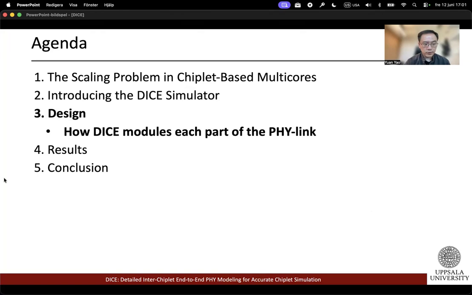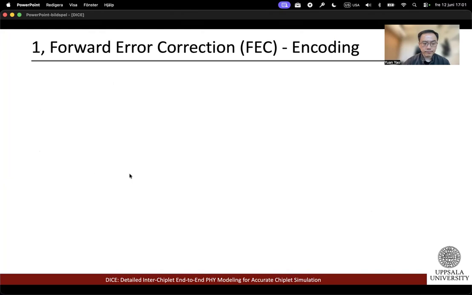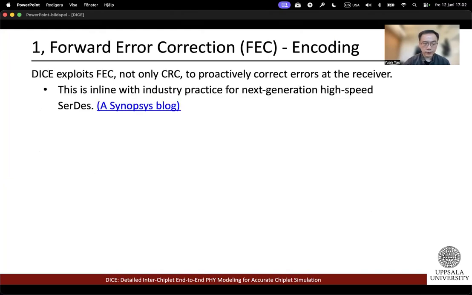Next, I will break down the main 5 components modeled in DICE. The first component is called forward error correction. DICE uses FEC rather than only CRC. CRC detects errors, but if an error is detected, the message must be retransmitted. FEC tries to correct likely bit errors at the receiver, which reduces retransmissions.